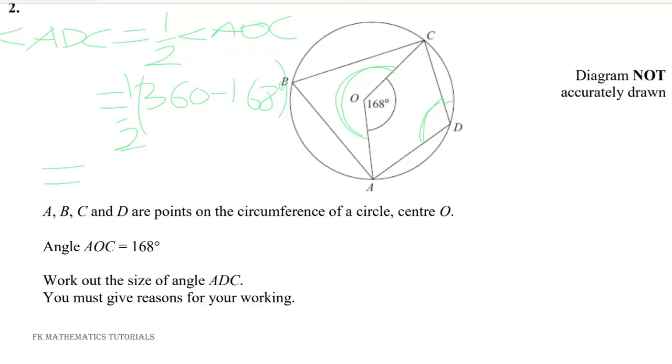So this will be equal to half of 192, and that will be equal to 96 degrees. So angle ADC is equal to 96 degrees. There's another way we can do it. So let me call this method 2.